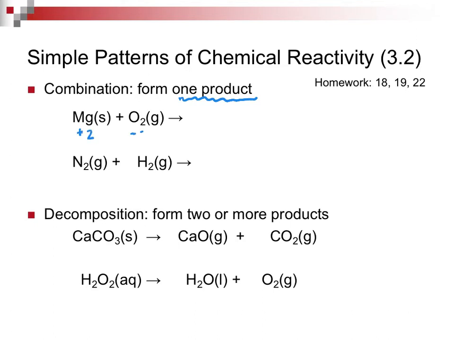Magnesium is a +2, oxygen is a -2. So when these two come together, they will form MgO, and I will just tell you today that it is a solid. But you should be able to predict the identity, especially once we get to Chapter 4. If we look at the next example, N2 plus H2, nitrogen has a common oxidation state of -3. Hydrogen is a +1. That would have us produce NH3, and I'll tell you that that is a gas.